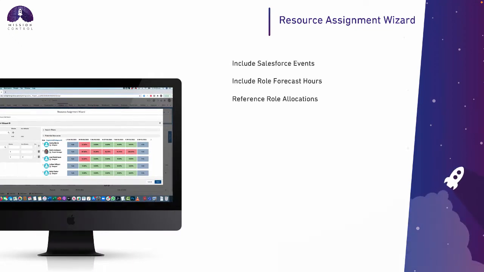In the resource assignment wizard, you now have the ability to choose to include Salesforce events in the hours being displayed. You can also choose to include hours from role allocations that relate to role forecasts. Overall, we're referencing role allocations where they exist, so you're getting very specific reporting on the hours based on those role allocation records.